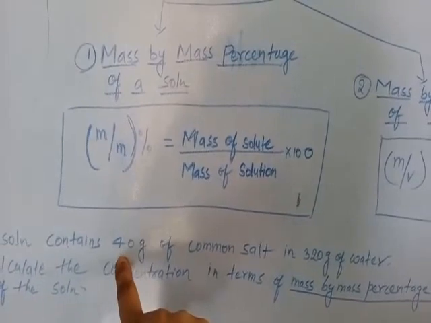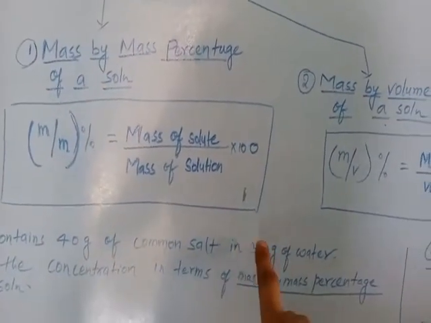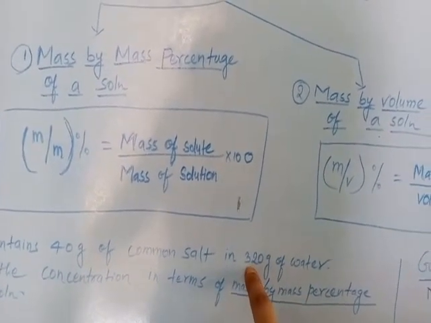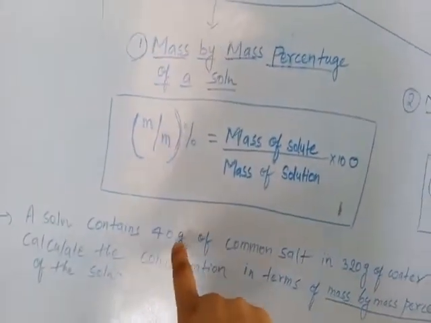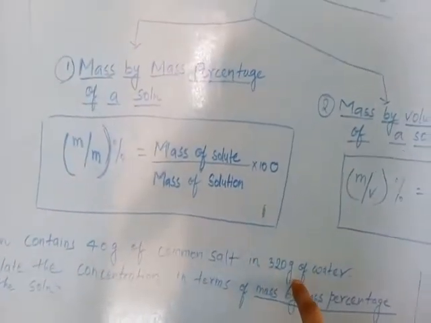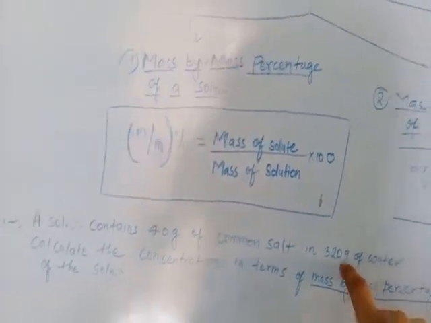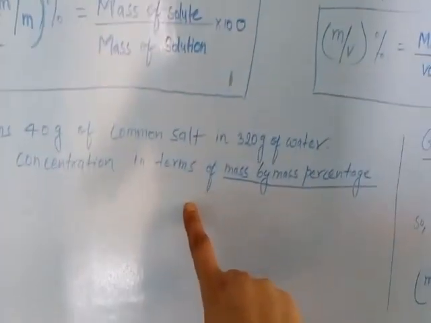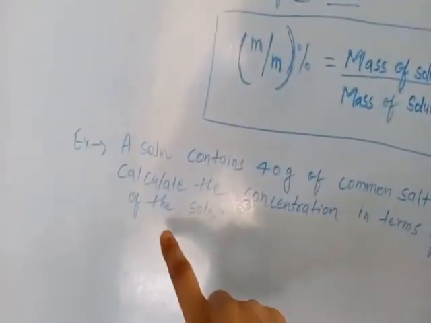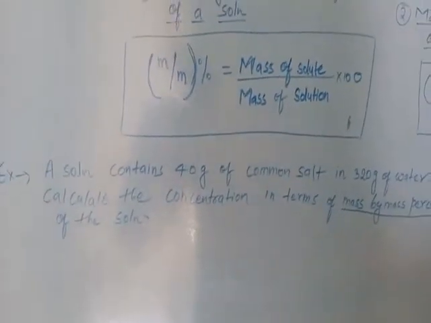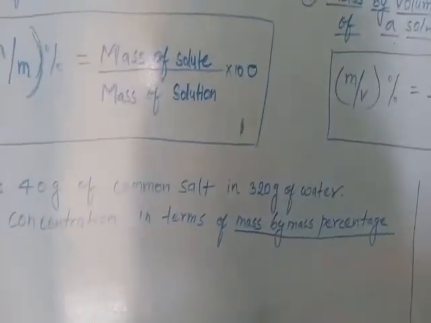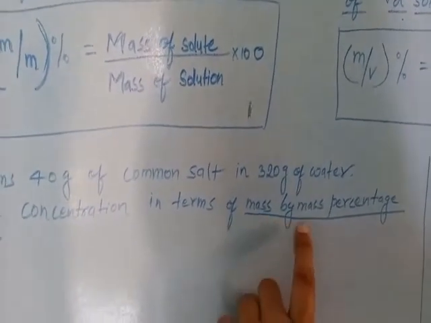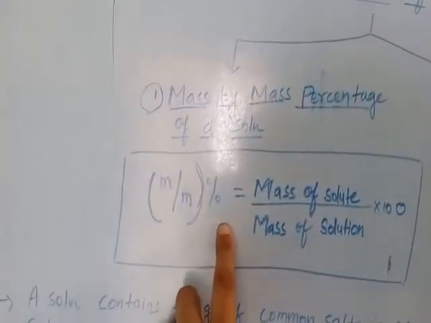That means 40 gram of common salt, which is the solute, is dissolved in 320 gram of water. So the mass of the solute is 40 gram and the mass of the solvent is 320 gram. Now what is being asked? Calculate the concentration in terms of mass by mass percentage of the solution. So we have to use this formula.